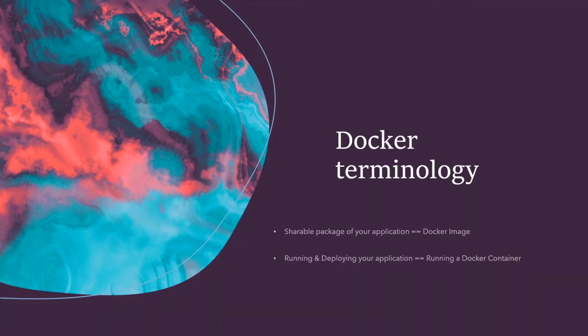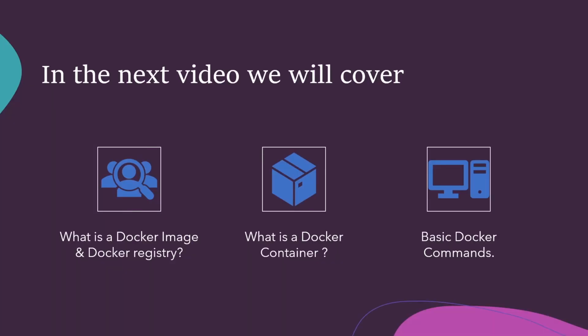Let us look into Docker terminology. A Docker image is a shareable package of your application, that is, it can be shared with other people. When you want to run and deploy your application, it is the same as running a Docker container. If you are worried about what a Docker image and a Docker container are, do not worry, because in the next video we will cover what is a Docker image, what is a Docker registry, what is a Docker container, and some basic Docker commands.